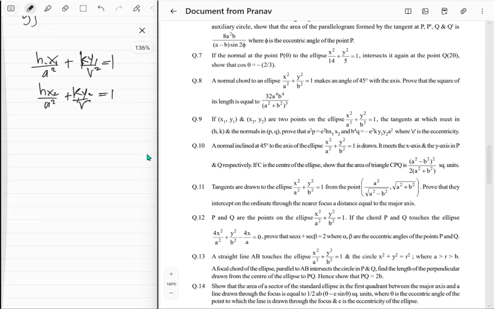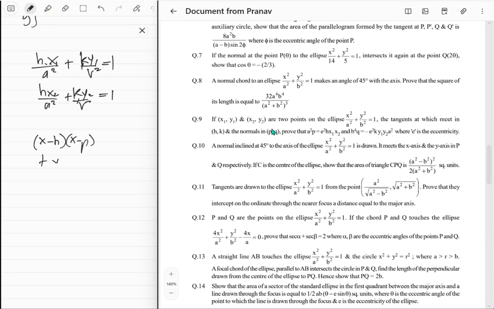I got what they did. So x minus h times x minus p, plus y minus k times y minus q. That would be the circle, right? And then x1, y1, x2, y2 are points on this circle, basically. Okay, nice. And we know that x square. Oh yeah, okay, that's something we can do as well.